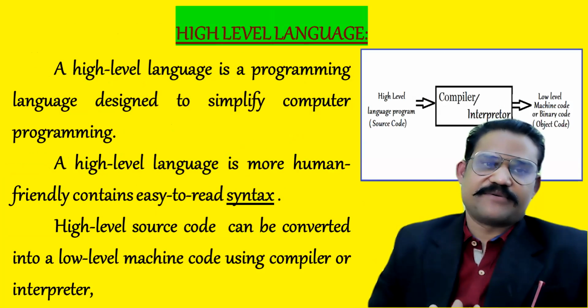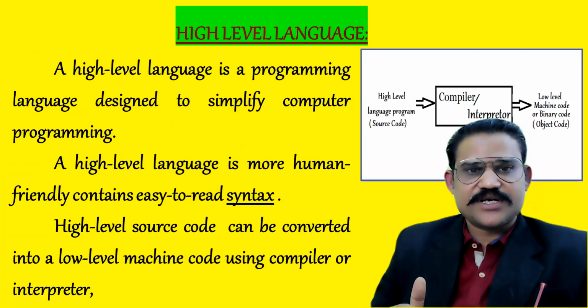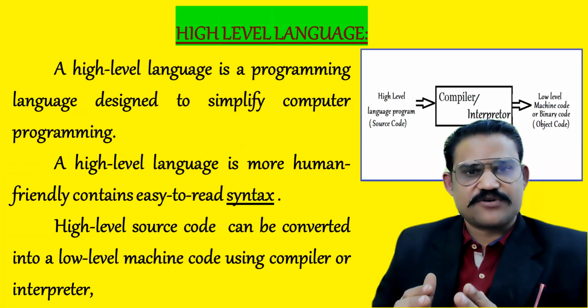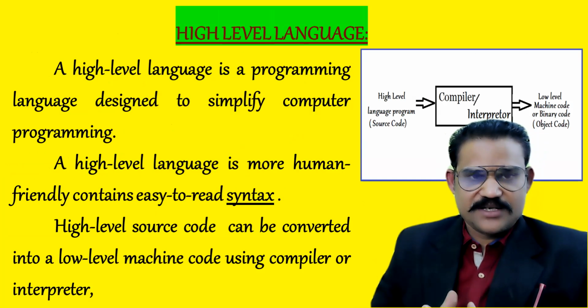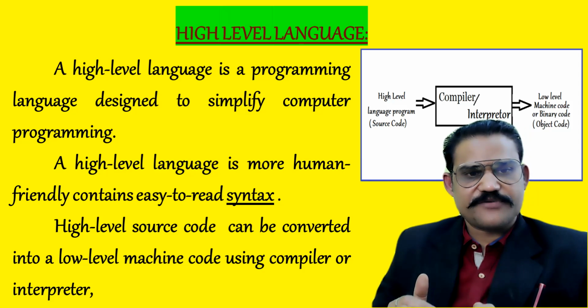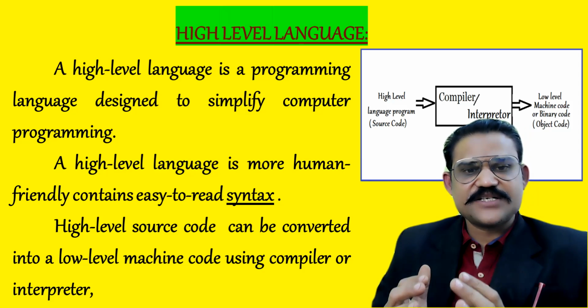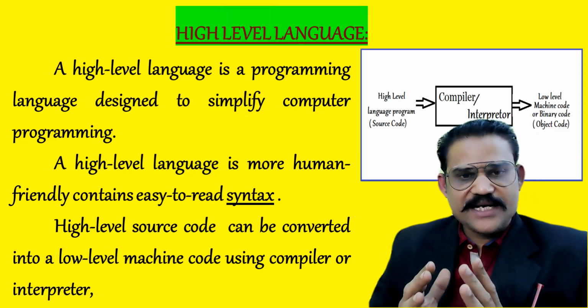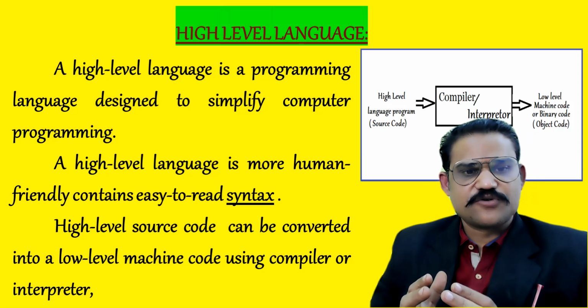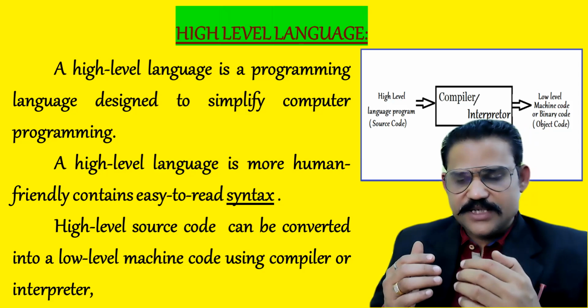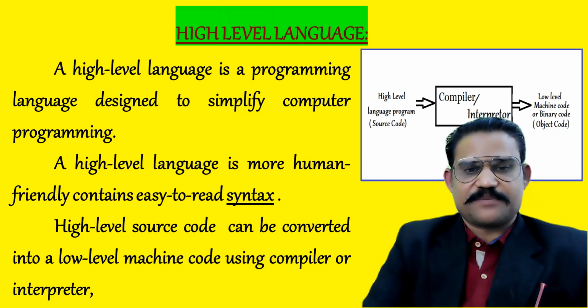Now come to the high level language. A high level language is a programming language designed to simplify computer programming. A high level language is more human friendly and contains easy-to-read syntax. High level source code can be converted into low level machine code using a compiler or interpreter.